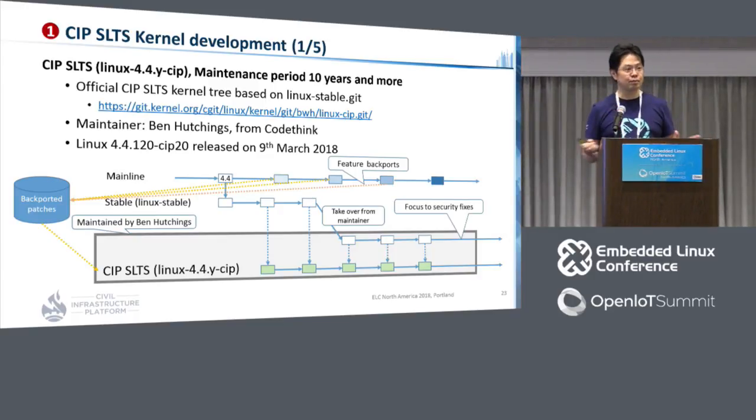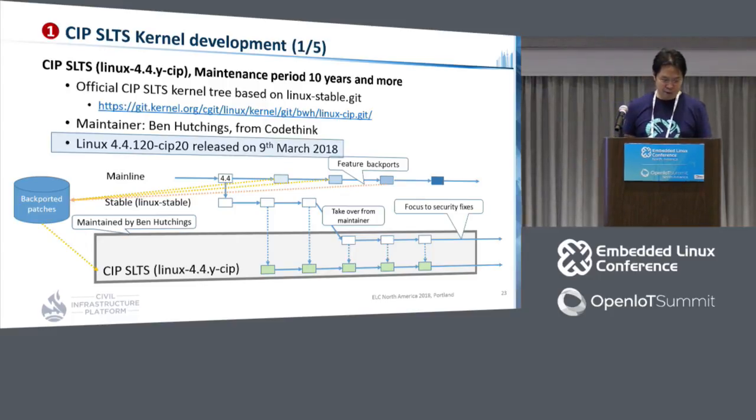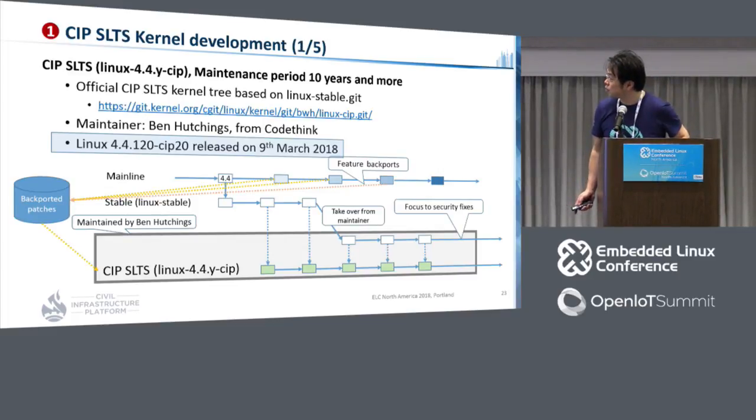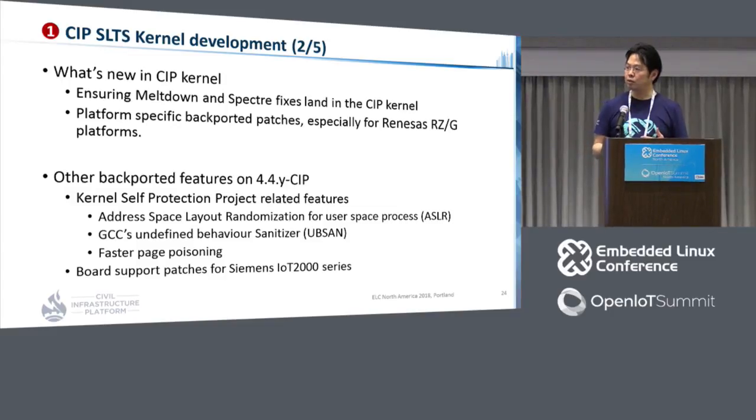So probably most of you belong to some development community, and maybe you know 4.4 is LTS, not even a CIP. So why? What we are doing is, CIP is not just doing maintenance by ourselves. So we backported some features from the upstream kernel for CIP kernel, but this is very limited, to make it more secure, to have more board support packages.